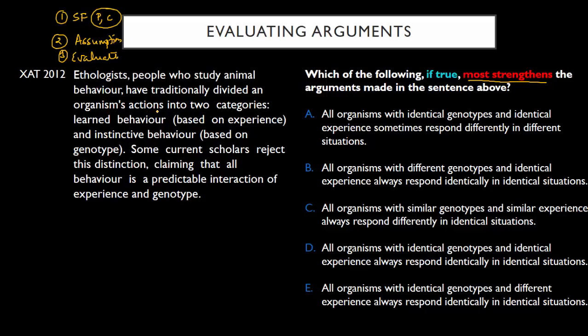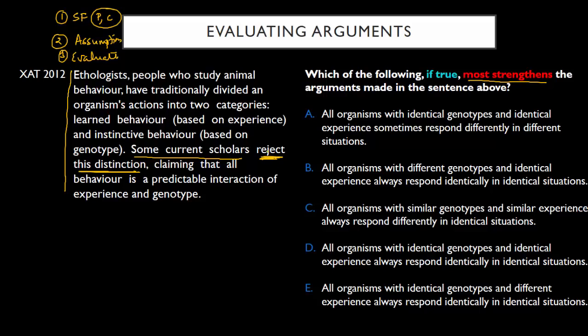Ethologists, people who study animal behavior, have traditionally divided an organism's actions into two categories: learned behavior based on experience and instinctive behavior based on genotype. Some current scholars reject this distinction, claiming that all behavior is a predictable interaction of experience and genotype. Actually, we can't typically find any conclusion or the author's position in this argument. But at least let's take that some current scholars reject this distinction to be true, and evaluate this argument.